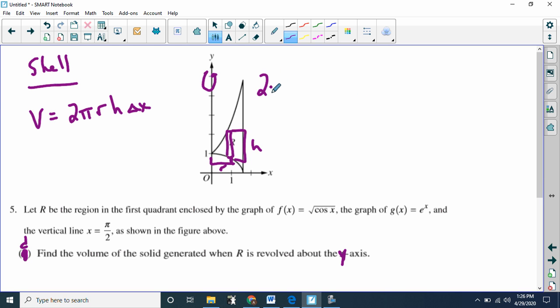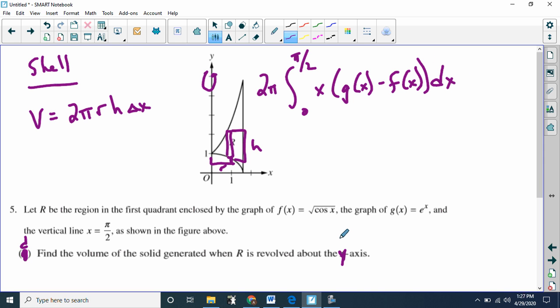So we've got 2 pi times the integral from 0 to pi over 2 of our radius. And in this case, our radius is just whatever the x value is. The height is the top function minus the bottom function, which is g of x minus f of x. And then there's our setup. Notice on all these, I'm just setting them up. You could use your calculator to actually find the volume.